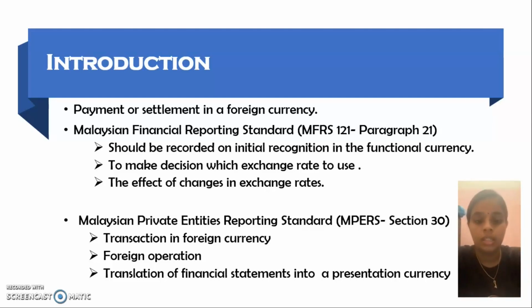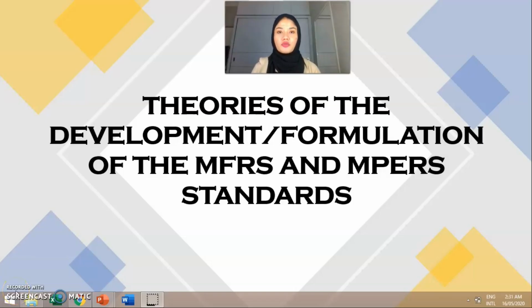For this comprehensive case, we used two companies. First is Panasonic Holding Berhad, which uses MFRS, to analyze the company's foreign currency transaction. Next is Ranbaxy Malaysia Sdn Berhad, which uses MPERS to conduct their foreign currency transaction. Since they both operate in Malaysia, they are using RM as their functional currency. That's all. Thank you.